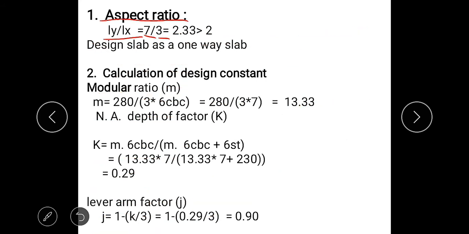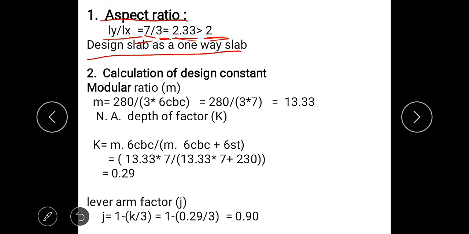So the length of the longer side is 7 and the length of the shorter side is 3. The ratio is 2.33, which is greater than 2, so it is called a one-way slab. If the ratio is smaller than 2, it is called a two-way slab. Since 2.33 is greater than 2, here we have to design a one-way slab.